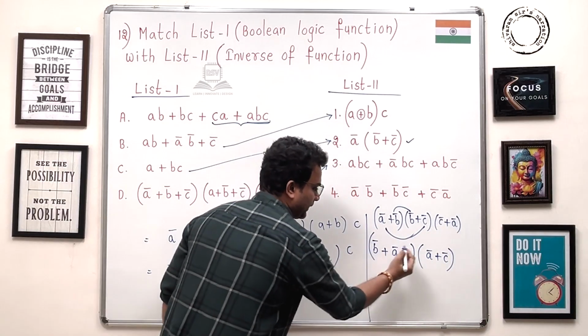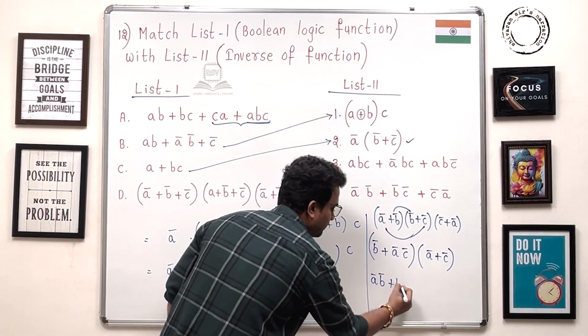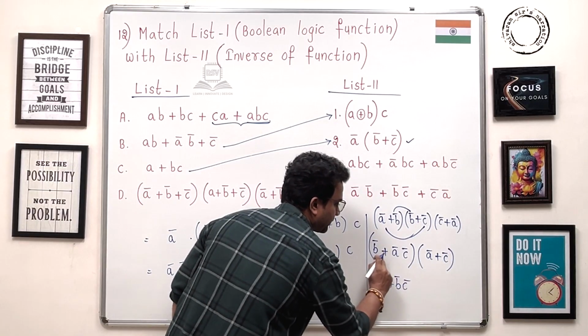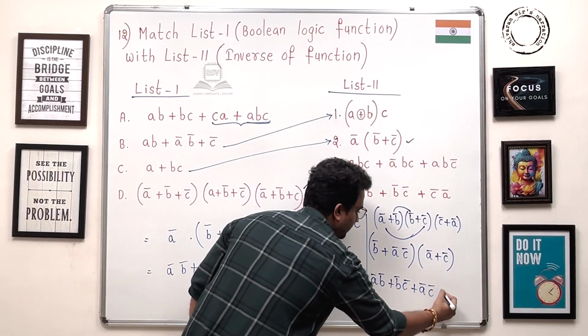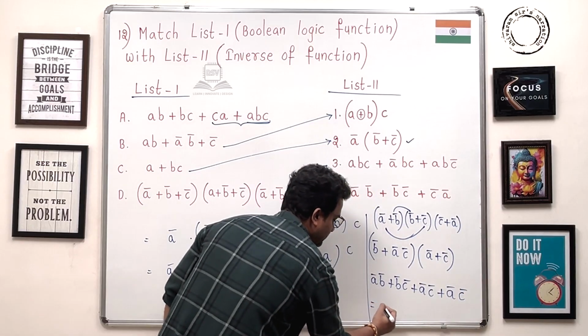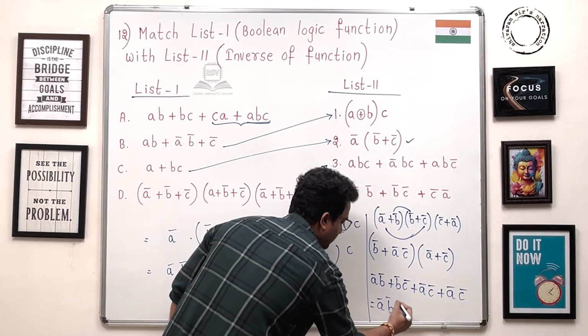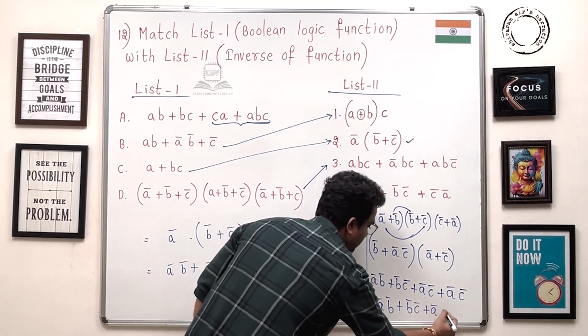Now you multiply: A bar B bar, B bar C bar, A bar C bar, A bar C bar. So 2 times it has come, so you can take it as 1. A bar B bar, B bar C bar, A bar C bar.